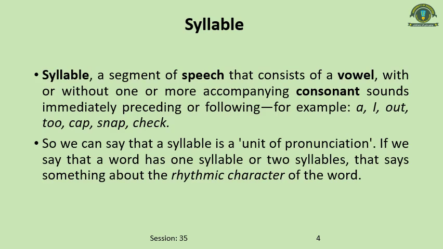I am talking to you, I am using many syllables in the words, right? And some of the words have one syllable. You can call them monosyllabic words. Some have 2, some have 3, some have 4, something like that. So you must remember that it's a segment of speech. It consists of a vowel with or without one or more accompanying consonant sounds immediately preceding or following. That's very important. It is possible. If there is a vowel sound, a consonant comes before or after.